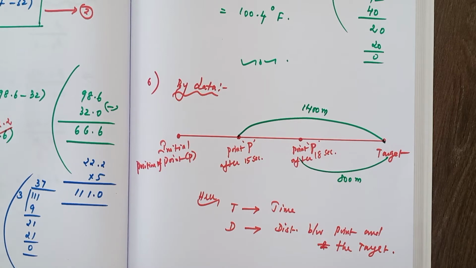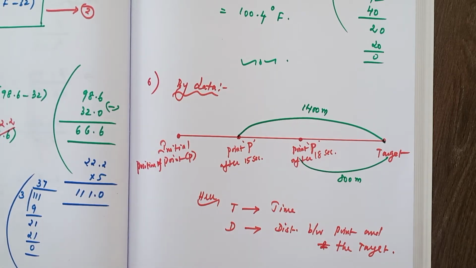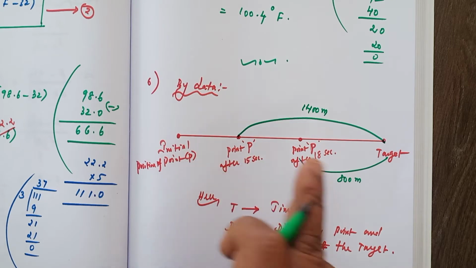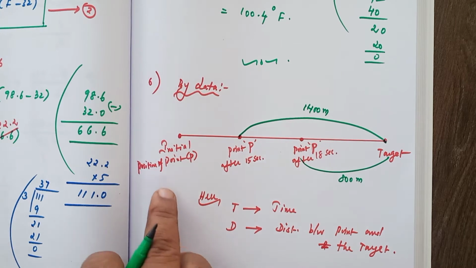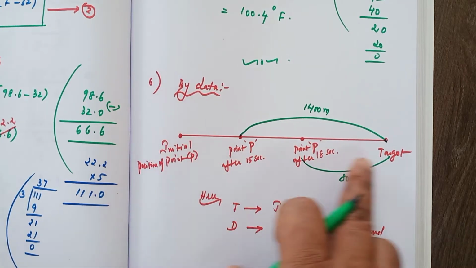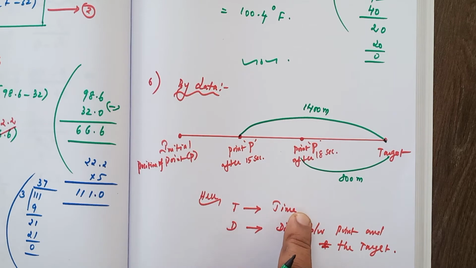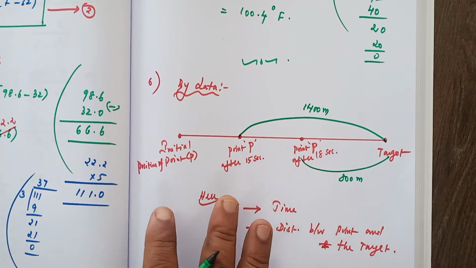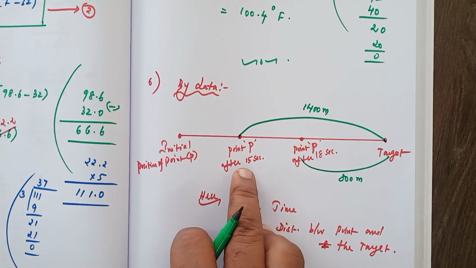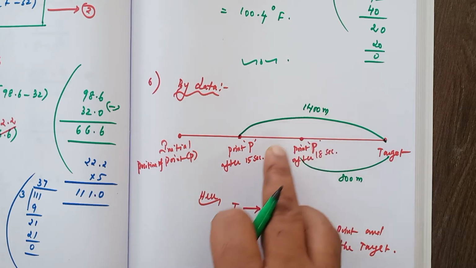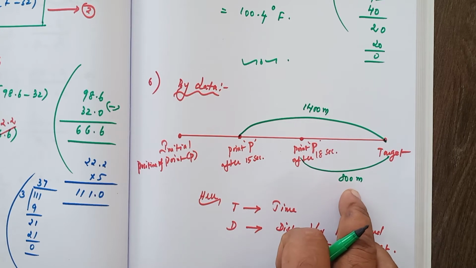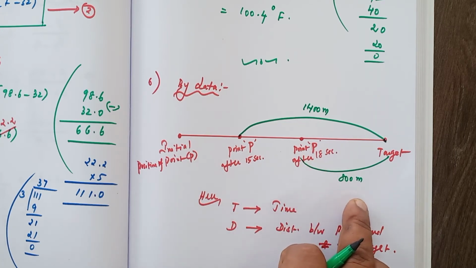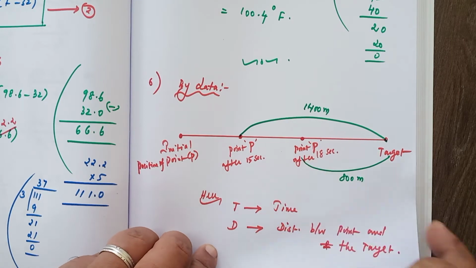Find the distance between the place and the target. You are asked to find out the distance between the starting place and the target. I consider t as the time. Here capital D refers to the distance between the point and the target. So here I consider 2 points. For 15 seconds the distance is 1400, so 15 comma 1400. In the 18th second the distance is 800, so 18 comma 800. So consider 15 comma 1400 and 18 comma 800.